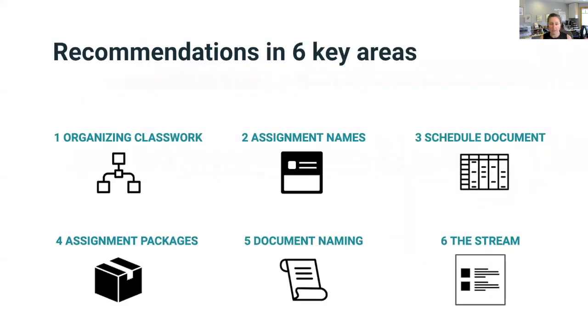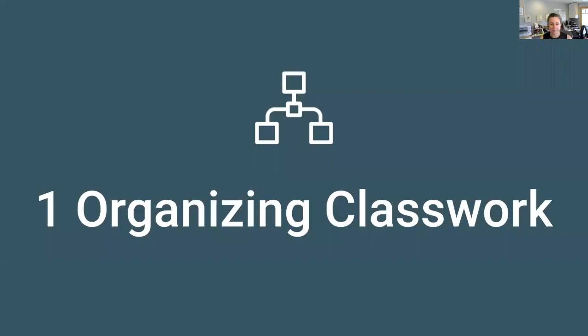So we're going to cover recommendations in 6 key areas. The first area is around just organizing classwork, particularly that classwork section. Then we're going to talk about assignment names, the schedule document in particular, assignment packages, naming documents, and the stream. So let's dig in. The first area is the biggest topic, which is how should classwork be organized?